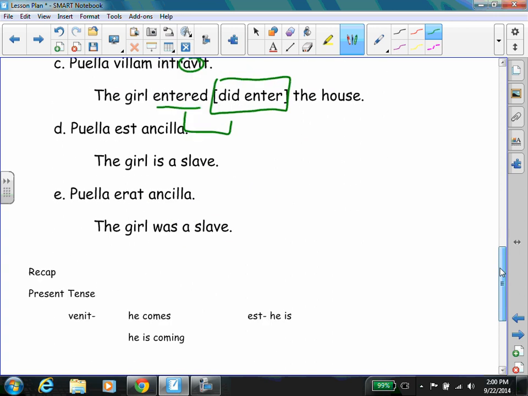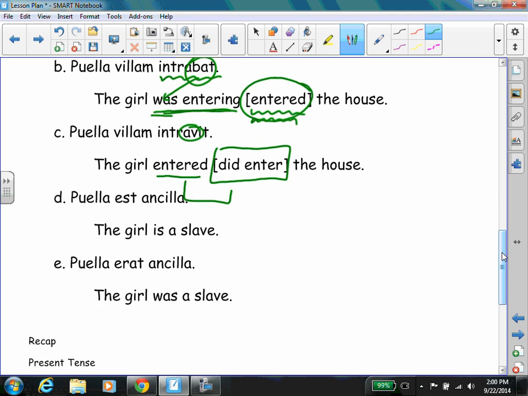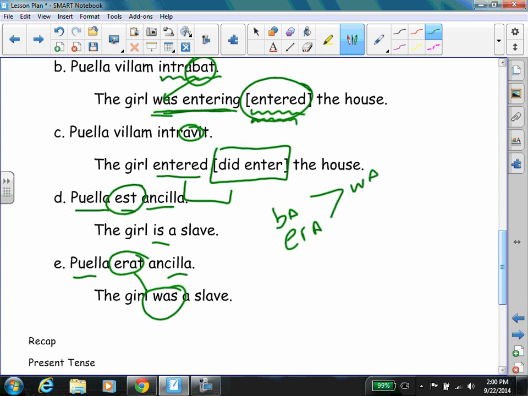Finally, we get down to the linking verb parts, and we have the girl is a slave. Est is present tense, and then we have the girl was a slave, and that was is the erat. So ERA and BA are the ones that are being used as was or were. We're only going to see this ERA as a linking verb when it's translated as was. Later on, we'll see it in different forms. But for right now, the ERA is was or were for the linking verb.